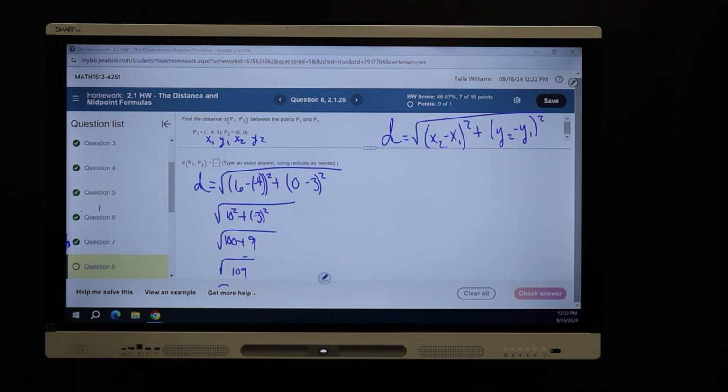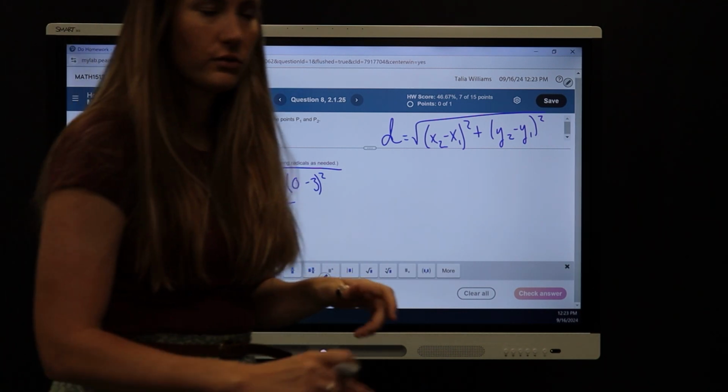Four wouldn't go into 9 evenly. 9 won't go into that evenly. 16 won't. 25 doesn't. 36 doesn't. 49 does not. Next is 64, then 81, and then 100. So I think we have square root of 109.